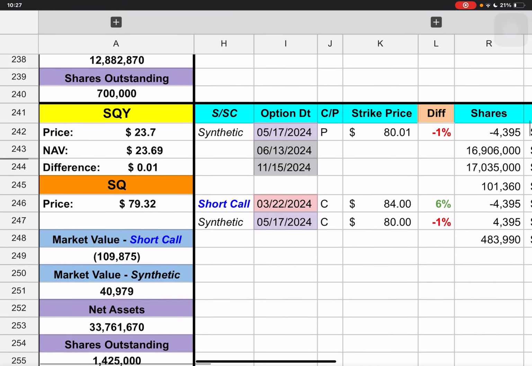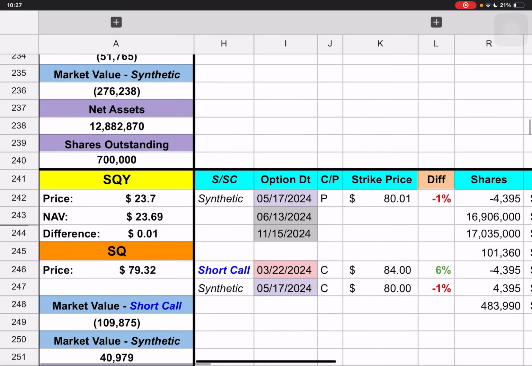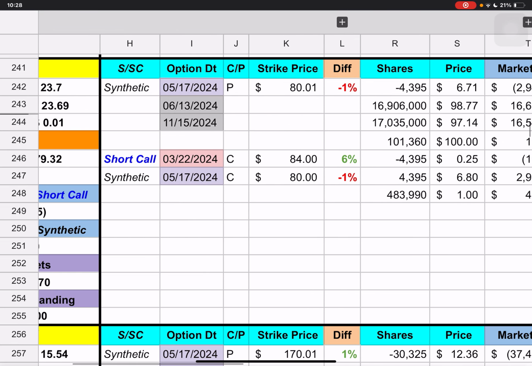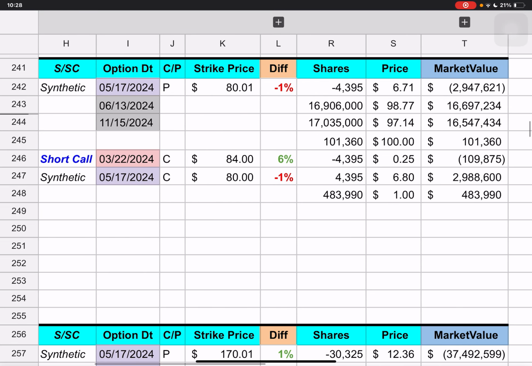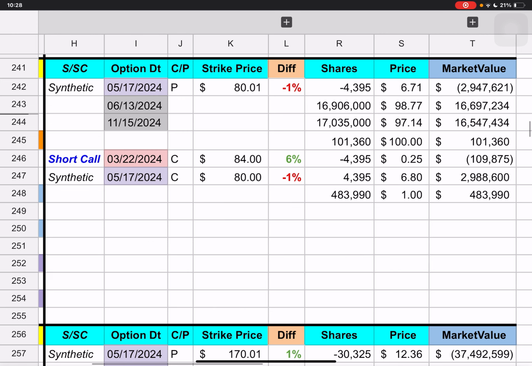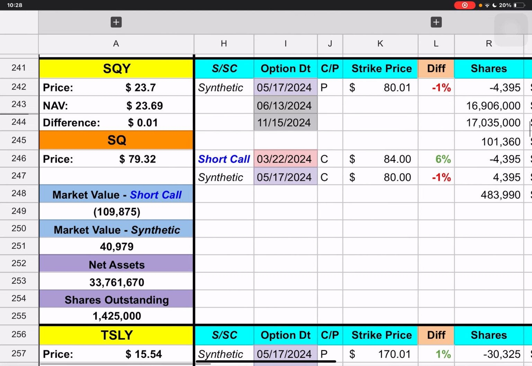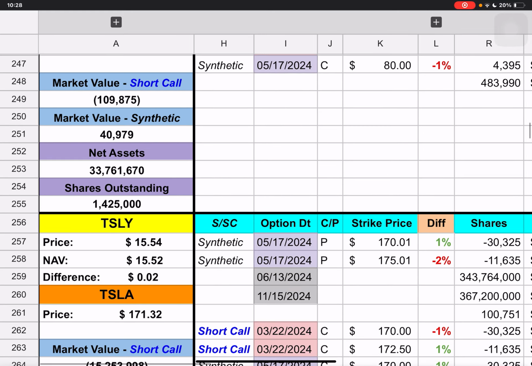So we will move on down. Well, I should have mentioned those don't expire for 2 months for the synthetic positions. But moving on to SQY or SQY, they closed at $23.70. Block closed at $79.32. Short call expires Friday with a strike price of $84, and we're currently 6% below that. The synthetic strike price is $80, and we're currently 1% below that.